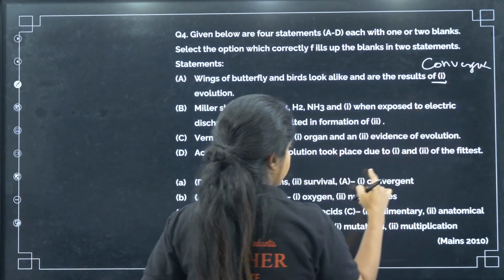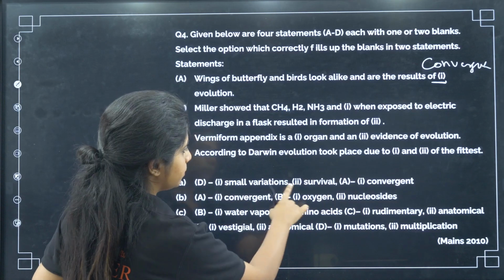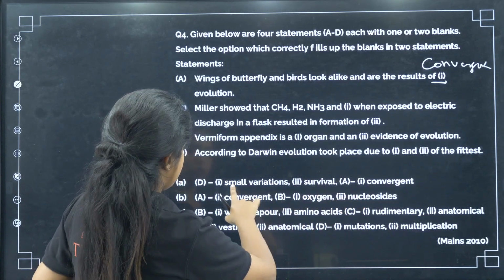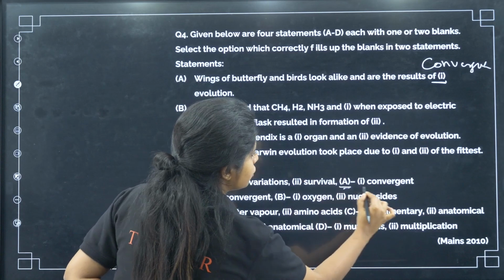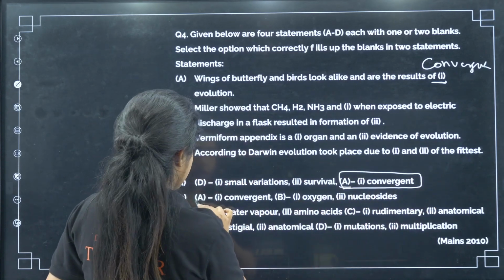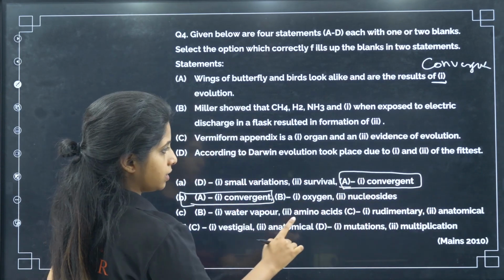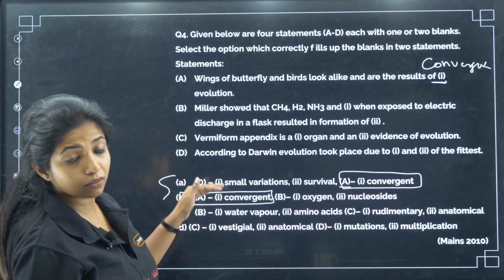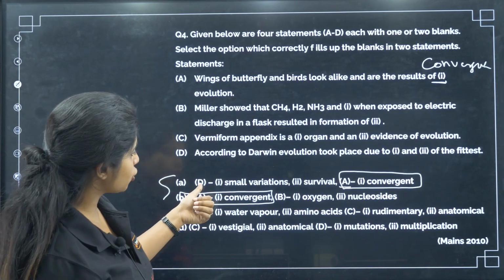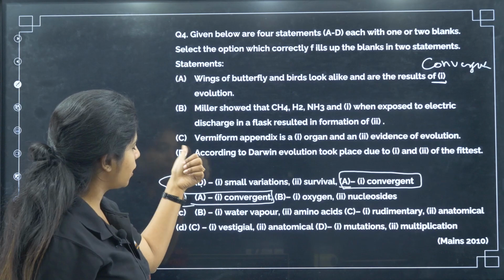Common function, convergent evolution. So this 1 should be convergent. Which options say 1 is convergent? In A, 1 is convergent, that is correct. And then again in A, 1 is convergent, this is also correct. Any other thing? No. Okay, fine. So we have these 2 options. Now we can look around it. Now it's talking about D over here. Let's directly go to D.